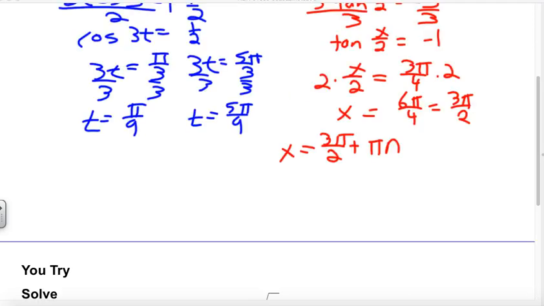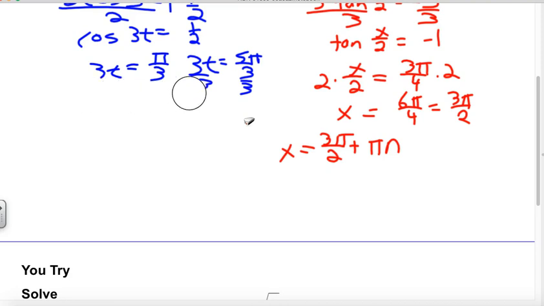A quick snippet that I left off before we go on. Another difference on these types of problems where you have to divide by 3 at the end: this also has to divide our 2 pi n that we add on. You don't have to erase this on your paper, but let me show you what I'm talking about. Let's say right here at this step, instead of writing 3t equals our answers pi over 3 and 3t equals 5 pi over 3, let's say we went ahead and put the 2 pi n's in there.